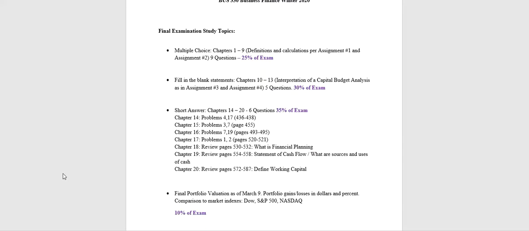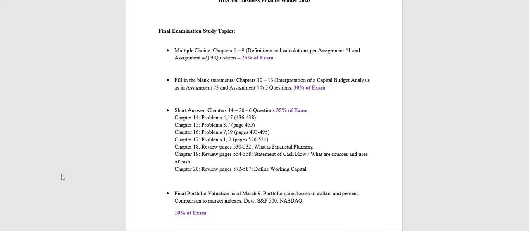The examination is cut into 4 sections. The first section is multiple choice from chapters 1 and 9. This is 25% of the examination. It's going to cover assignments 1 and 2. It'll be 9 questions. If you have your solutions and your work from assignments 1 and 2, that should be significant to review for that section.